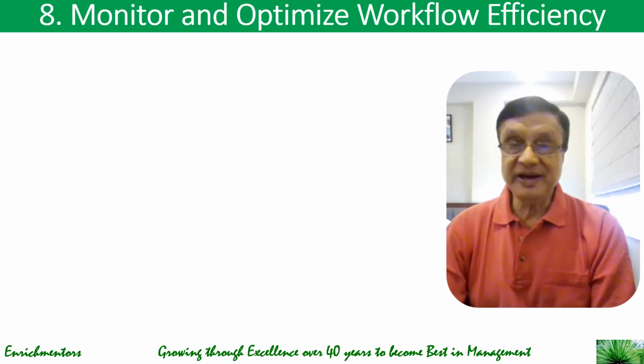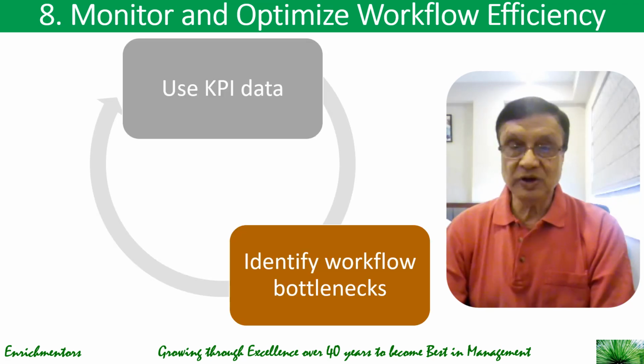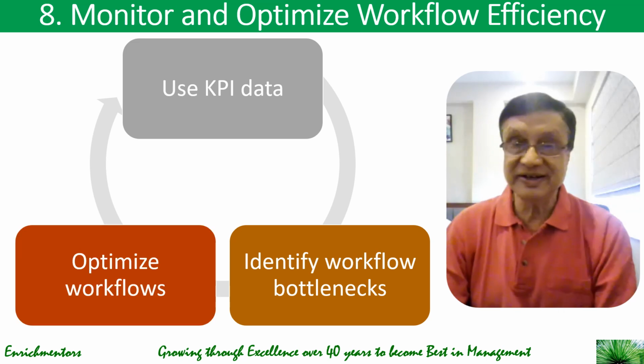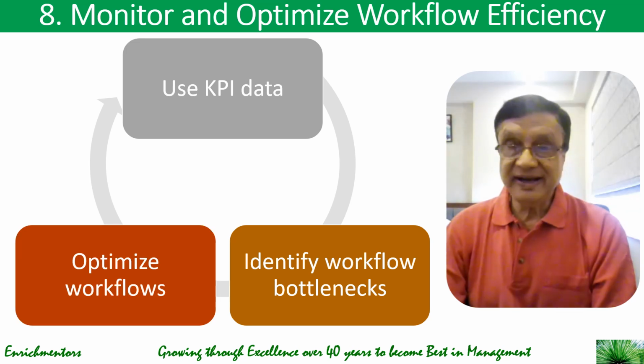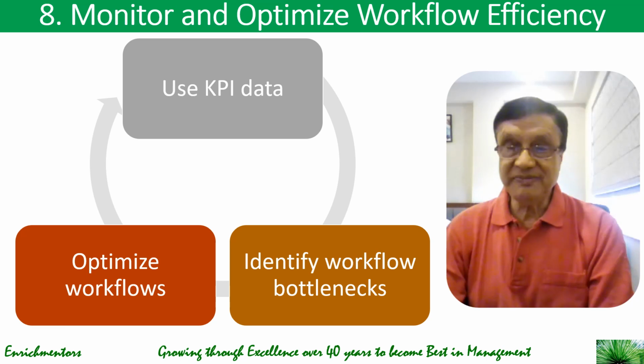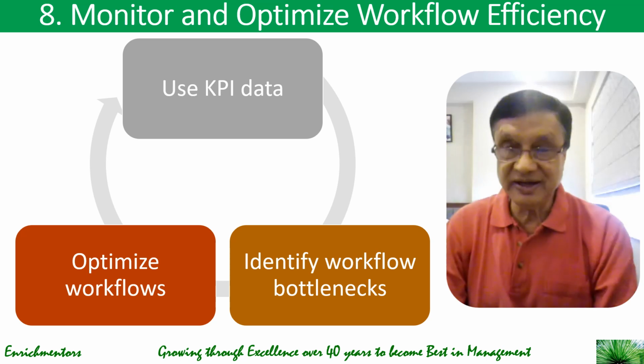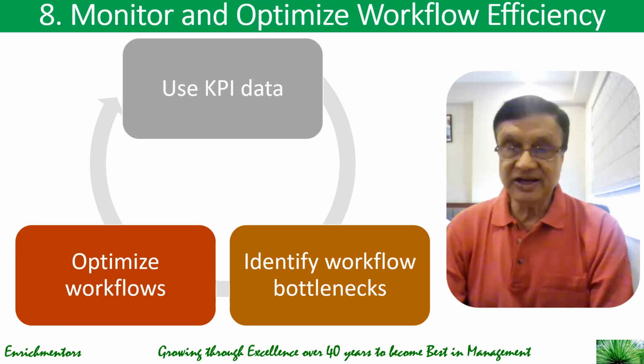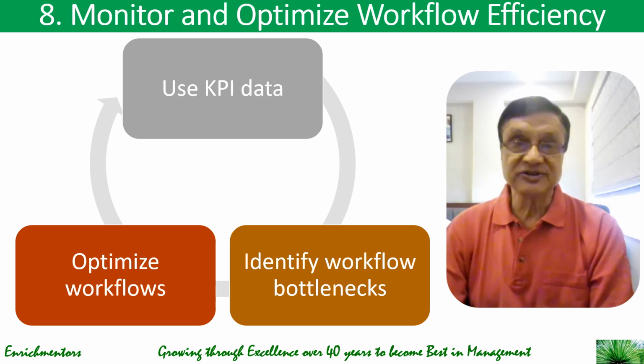Then use KPI data to identify bottlenecks. Use KPI data to identify workflow bottlenecks that contribute to increased AR days or higher denial rates. For example, a delay in coding could increase AR days if the claims are not submitted on time. Also, streamline workflows for faster claim processing, such as automating eligibility verification or pre-authorization checks. This can improve first pass resolution rates and reduce denials. So monitor and optimize the workflow efficiency by using KPI data.